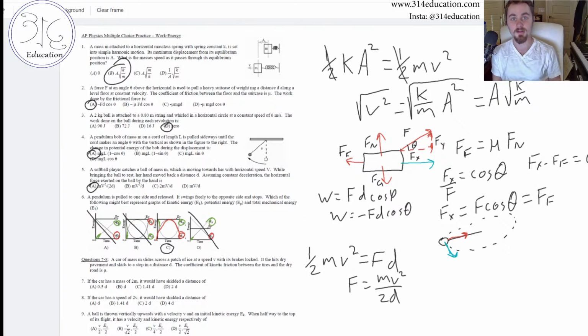We expect that to stay constant because there's no outside forces influencing this, so we expect our energy to be conserved. Good, good.